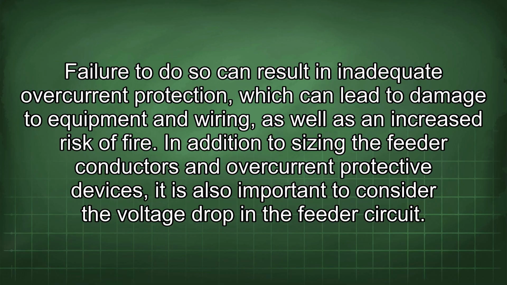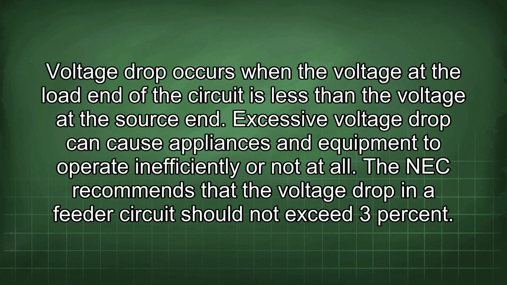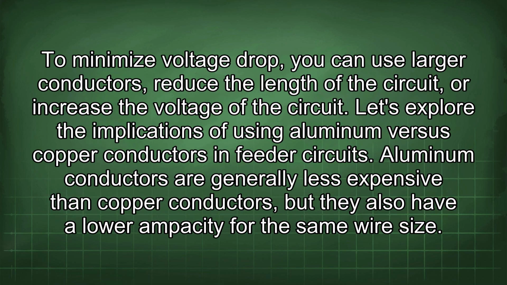In addition to sizing the feeder conductors and overcurrent protective devices, it is also important to consider the voltage drop in the feeder circuit. Voltage drop occurs when the voltage at the load end of the circuit is less than the voltage at the source end. Excessive voltage drop can cause appliances and equipment to operate inefficiently or not at all. The NEC recommends that the voltage drop in a feeder circuit should not exceed 3%. To minimize voltage drop, you can use larger conductors, reduce the length of the circuit, or increase the voltage of the circuit. Let's explore the implications of using aluminum versus copper conductors in feeder circuits.